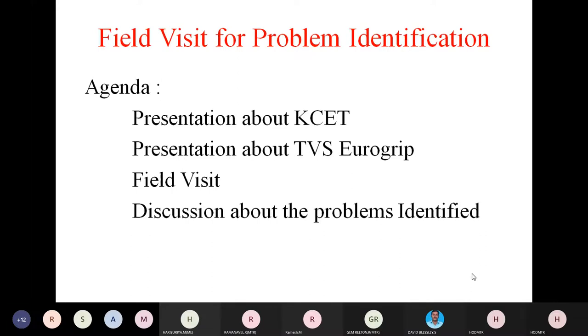Initially, a presentation about our college: the year of starting, the purpose of starting, the vision, mission statement, total quality policy of our college, the number of UG programs offered currently, the number of PG programs, and the number of research programs. All the details were informed to them. We also informed them of the milestones of our college in the presentation itself.